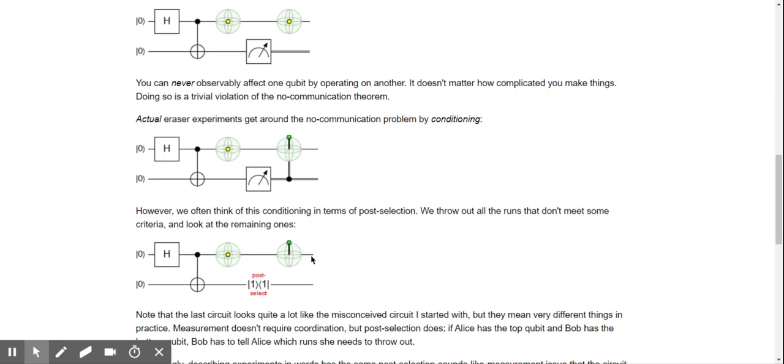However, we often think of this conditioning in terms of post-selection. We throw out all the runs that don't meet some criteria and look at the remaining ones. So it's a conditioned measurement. It's a conditional measurement. Is it? So you're post-selecting the ones. So you're now left with zeros up here.